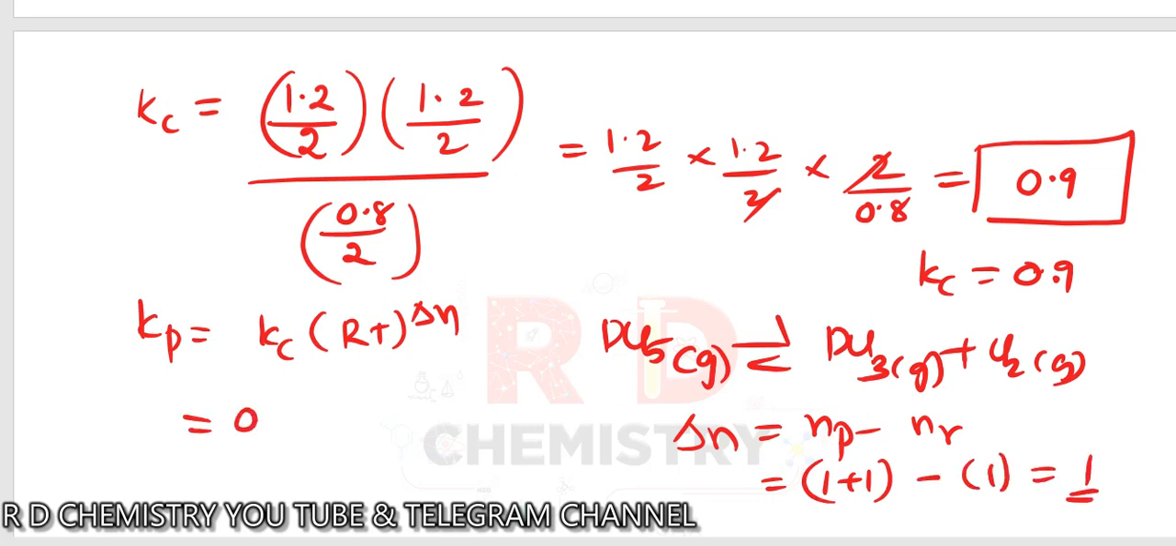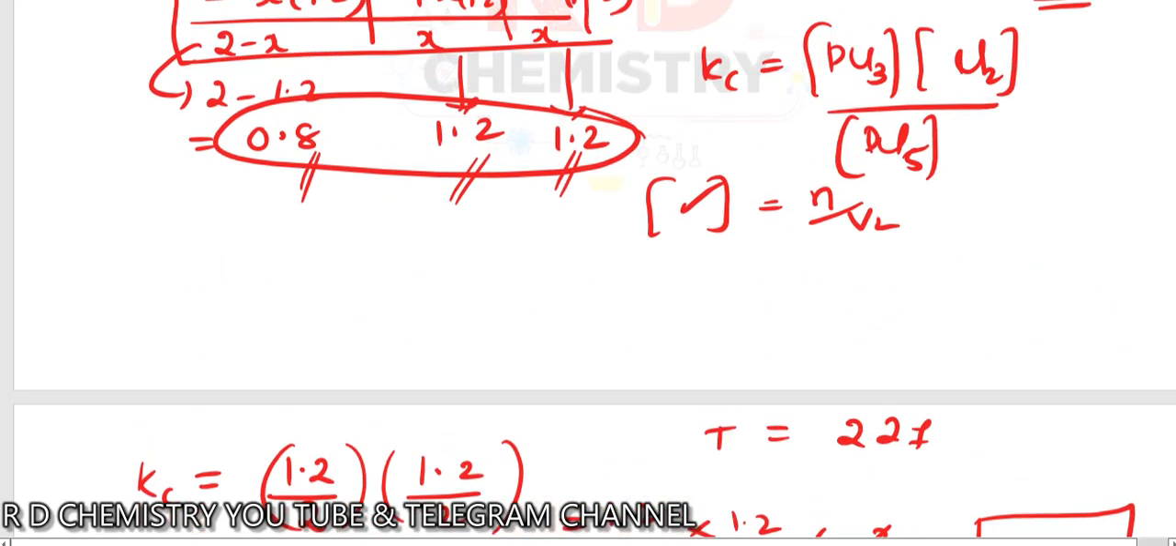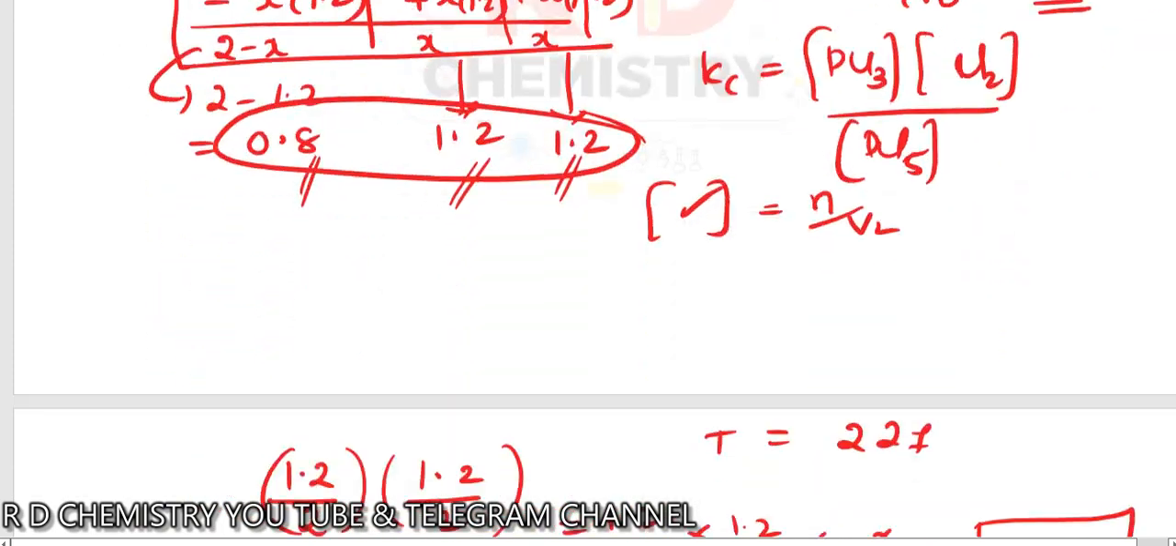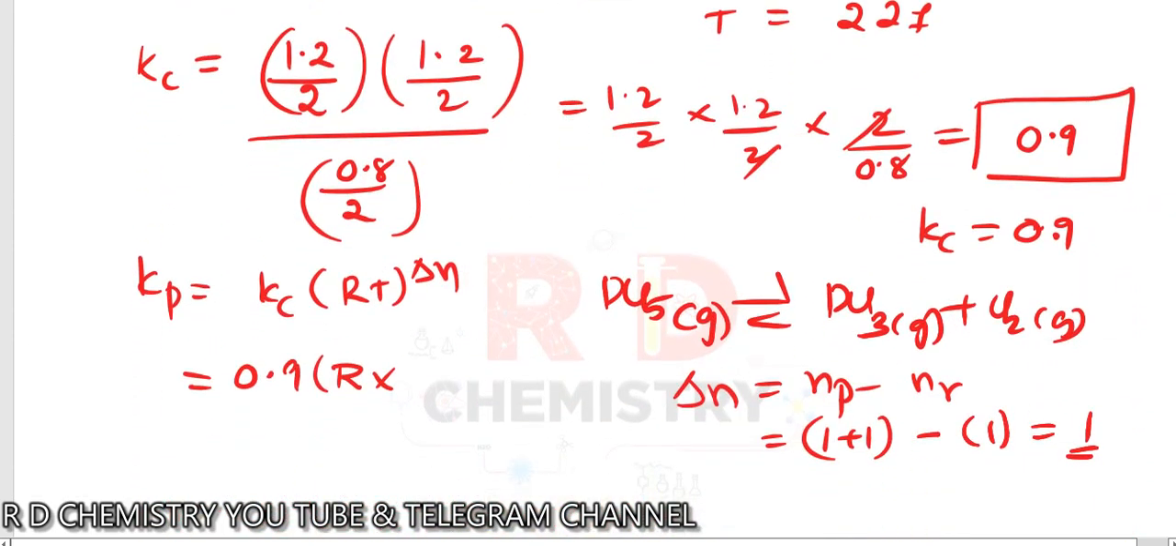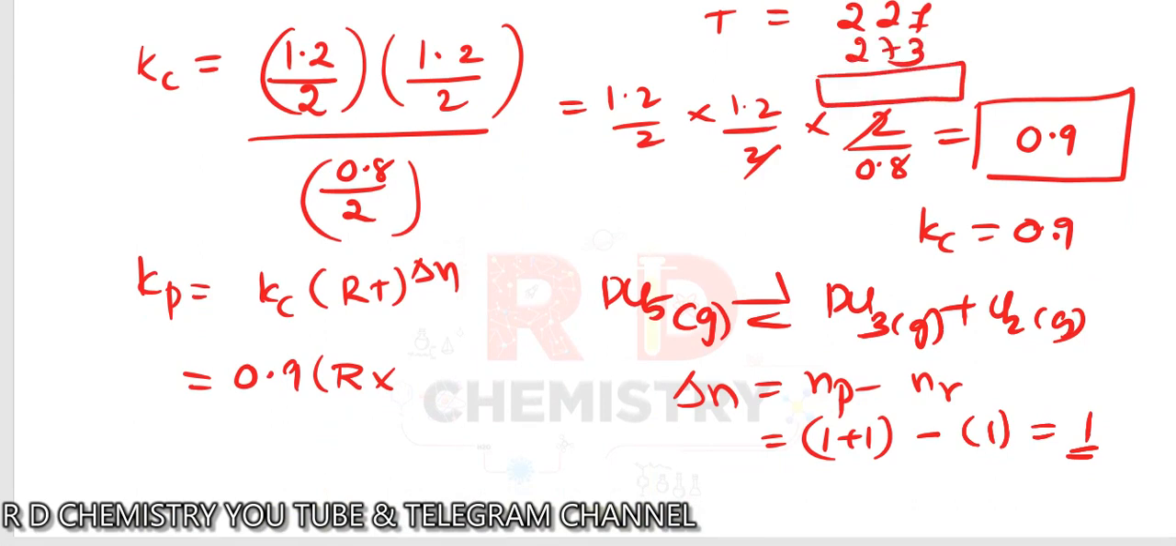So Kp is equal to Kc, which is 0.9, into R, into the temperature they have mentioned, which was 227. You go back to the question here, 227. Convert into the Kelvin scale, add 273, so this is equal to 500. So this is 500 Kelvin. Remember, temperature in the Kelvin scale, to the power delta n, 1.